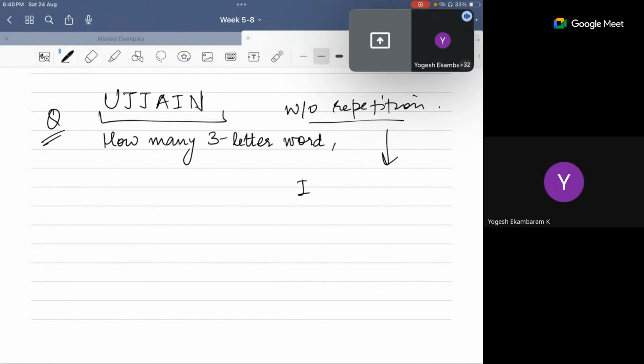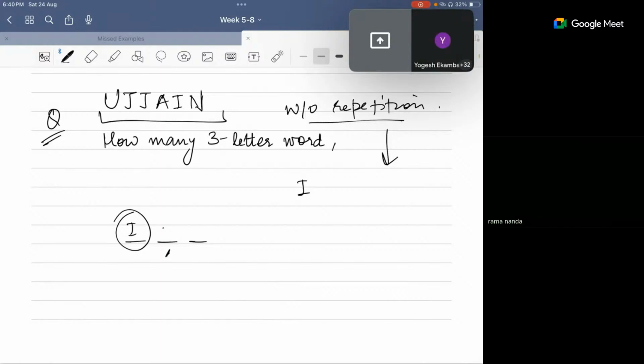So I is already fixed. There are two places left. The second place can be filled in 3 factorial ways, or four factorial ways. We can't fix J and J in one shot, so we have to make some separate cases.